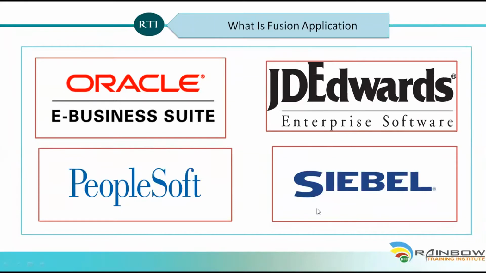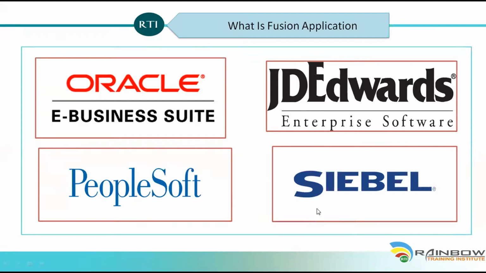Okay, so Oracle E-Business Suite is famous for financials. JD Edwards is famous for SCM, and its financials also have good features. If you compare with Oracle, JD Edwards is the best for the SCM side. PeopleSoft is the best solution for HR. Siebel is the best solution for CRM. So each product has some good features.